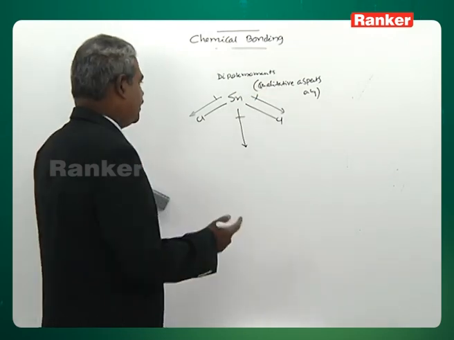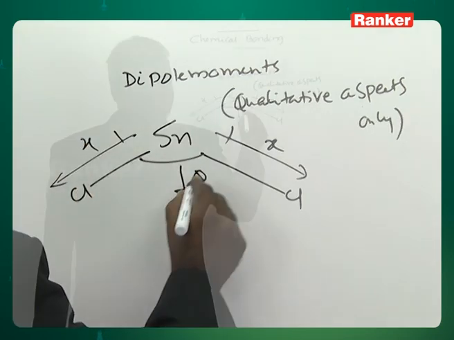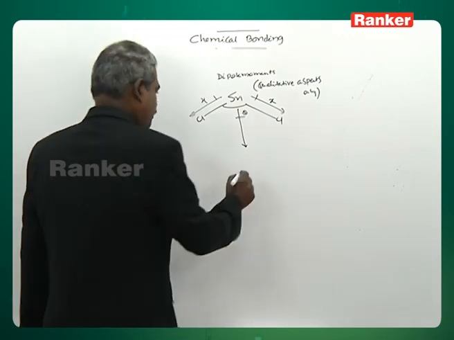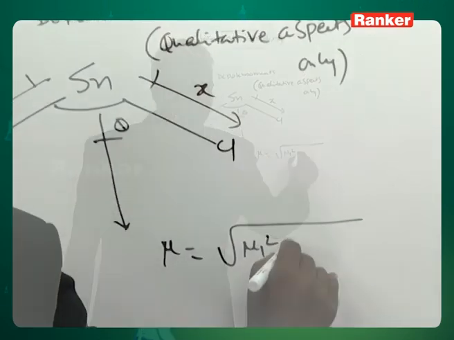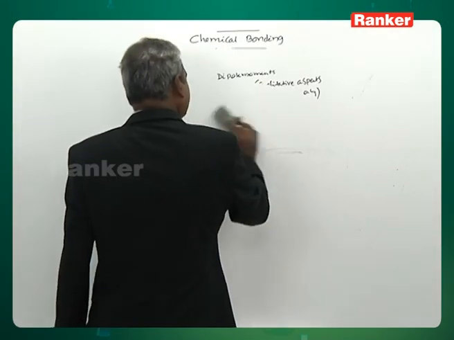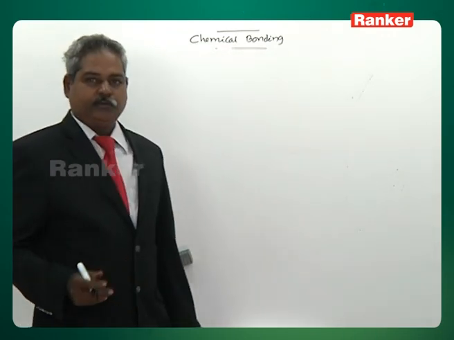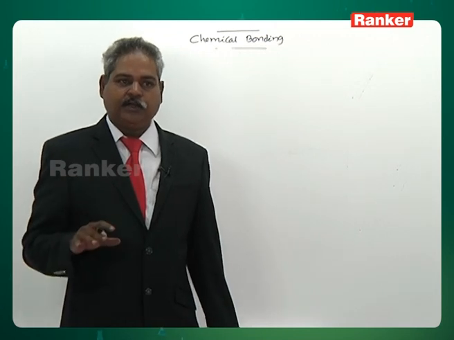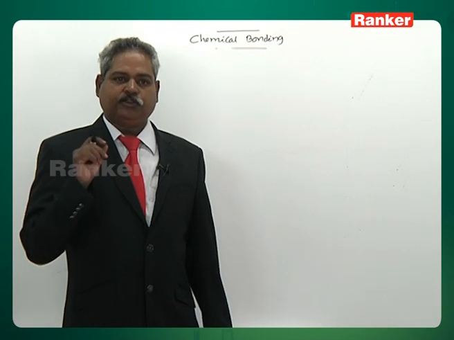If you want to calculate, this is x, this is x, this is theta, and you are trying to calculate the resultant, mu is equal to the square root of mu1 square plus mu2 square and all that. This is not required, and if that is necessary, you can do it very easily. In any case, physics, that is no big thing. In chemistry, when it is introduced for the first time, it may appear very strange and very interesting, but that is not necessary in chemistry. Dipole moments, qualitative aspects only.